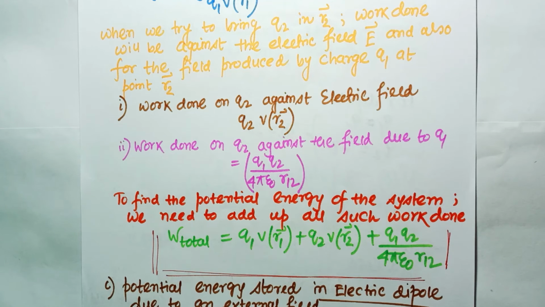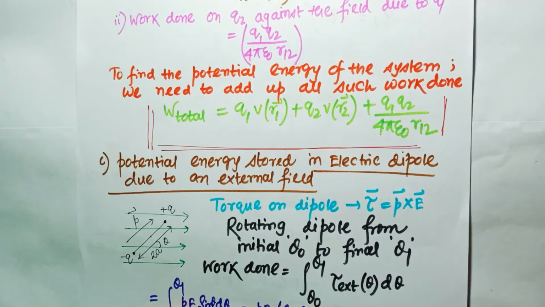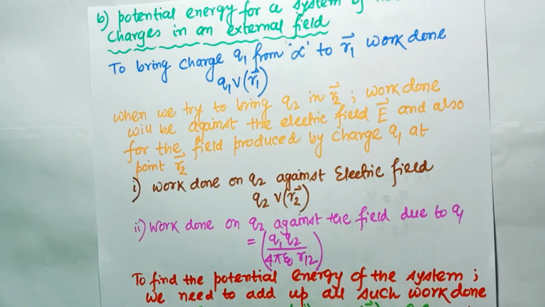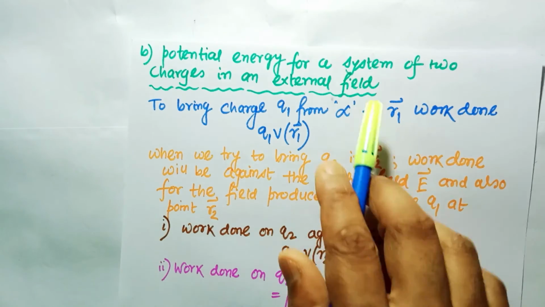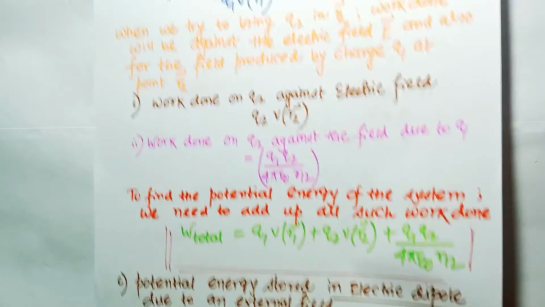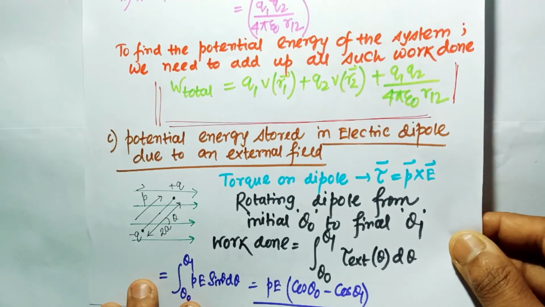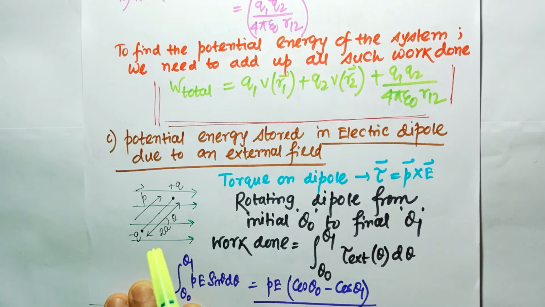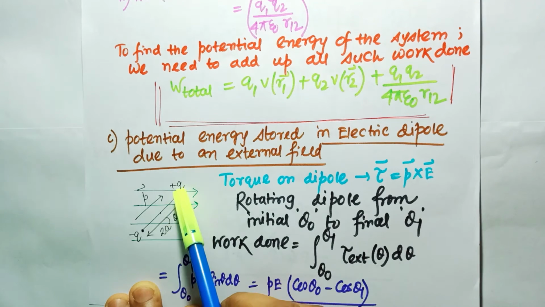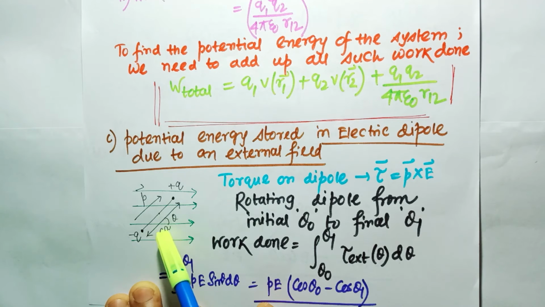Now we will discuss the potential energy stored in a dipole in the presence of an external field, the potential energy of an electric dipole due to an external field. Initially it was for the single charge, then for the two charge combination. Now I will discuss the electric dipole. What is the potential energy in the presence of an external field? So this is the dipole. From the figure you can see this is plus Q charge and minus Q charge, separated by a distance of 2a.